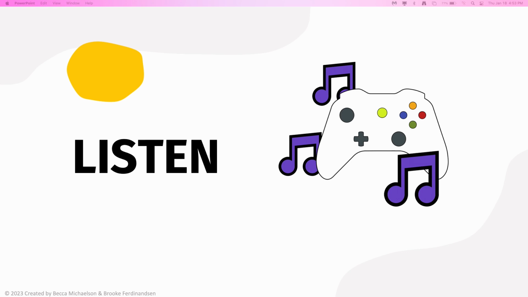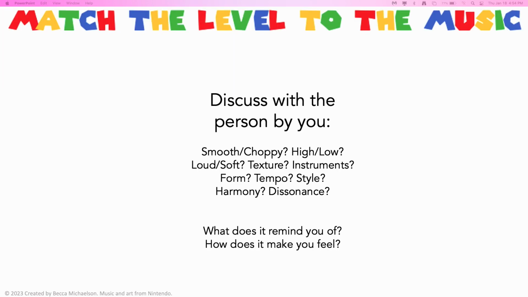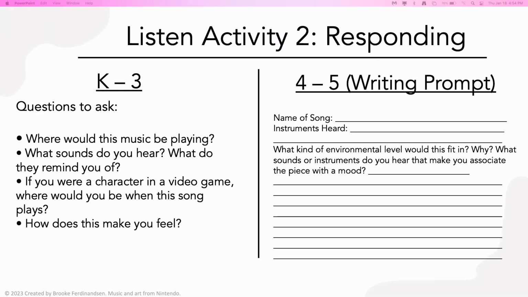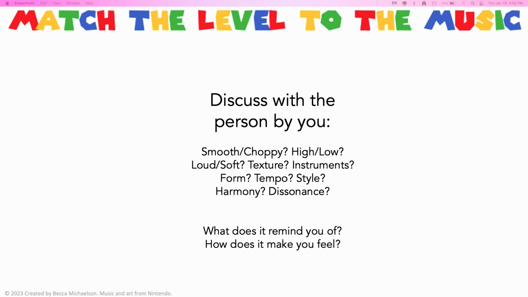Okay, so now we have a listen activity. Our activity here is called Match the Level to the Music. So a big part of what we do is to get students listening and thinking critically about what they are listening to. And this is a really fun way to do that. So some questions you can ask your class depend on their grade level and how advanced they are with this terminology. So for example, the word dissonance, we don't teach that in kindergarten. So depending on where they are, we could ask things like loud, soft, tempo, style, what does it remind you of? How does it make you feel?